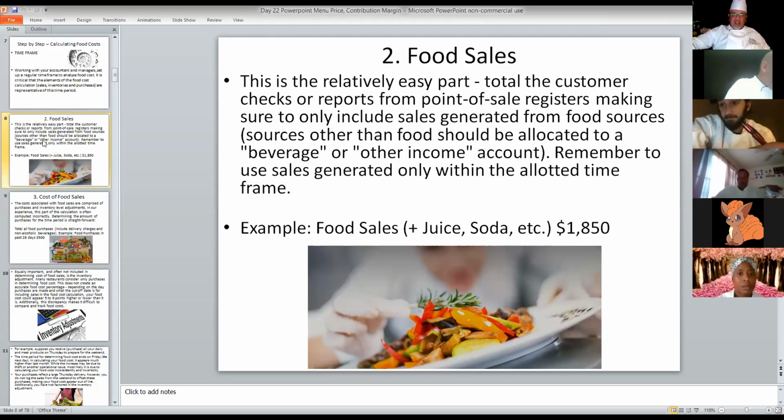So again, in the inventory that I gave you guys, I included sales of about $100,000, $250,000, $400,000. That includes the sodas, juices, iced teas, coffee, everything that has to do with food. Okay, so that's your food sales. Once you go to the POS system, if you want your food sales for the month, it'll give you that information and you can plug it in.